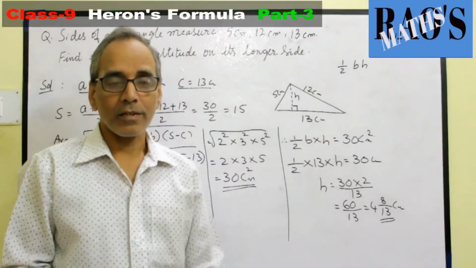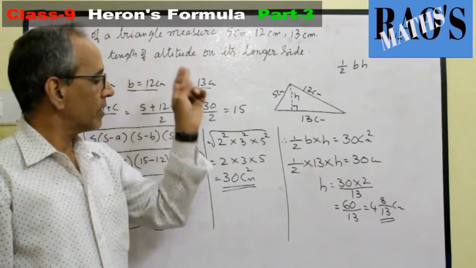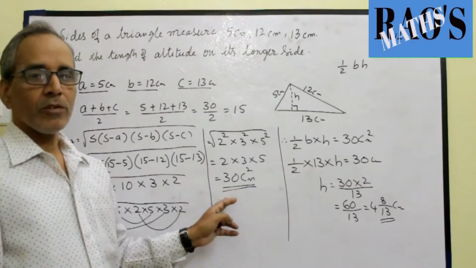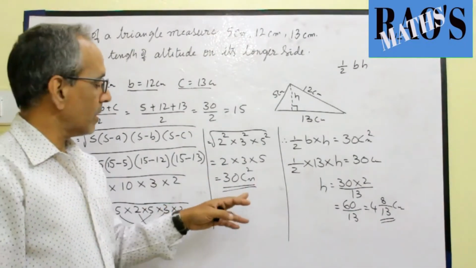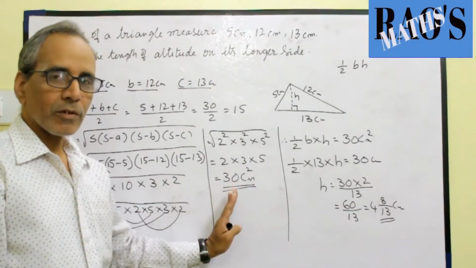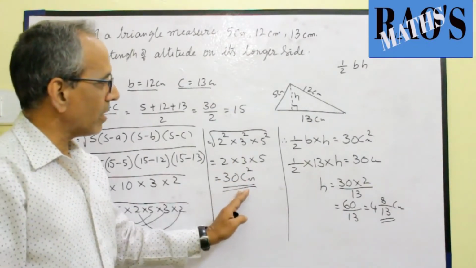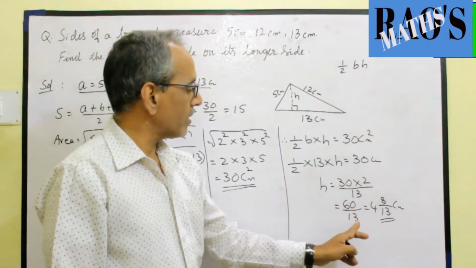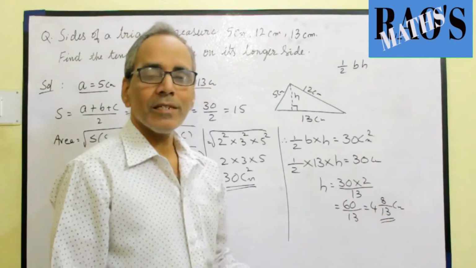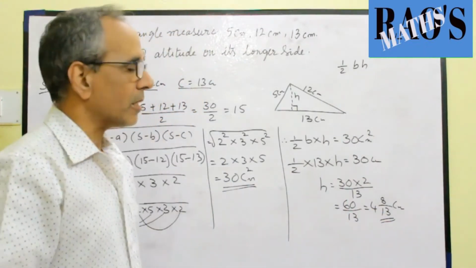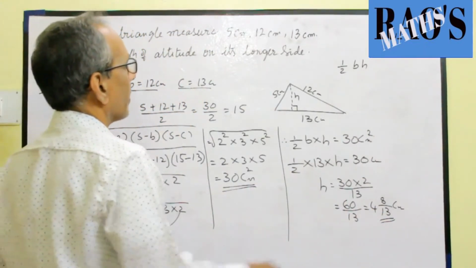So this is the altitude on the longest side of the triangle. We can't find the altitude directly without getting the area of the triangle by using any of the formulas. So by using Heron's formula, we found out the area first. By using area and half BH, we reach the altitude, that is 4 and 8 by 13 directly. It is also important. Let's see one more important question today.